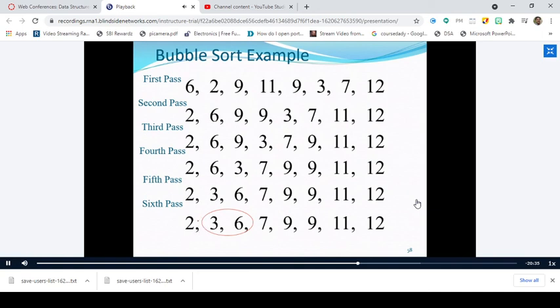Whenever there are no swap operations, I can assume that all the elements are in the correct positions. So whenever they are in the correct positions, there is no need to go for the next iteration or next pass, right? You can go for the next pass also, but what happens? The efficiency of the algorithm will be decreased, right?